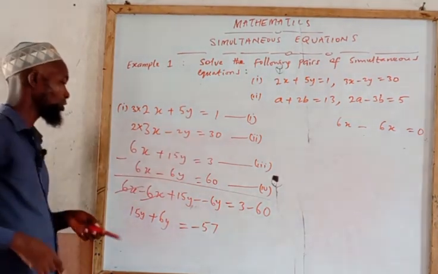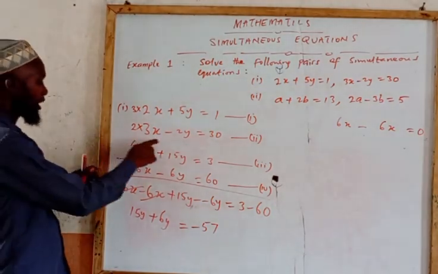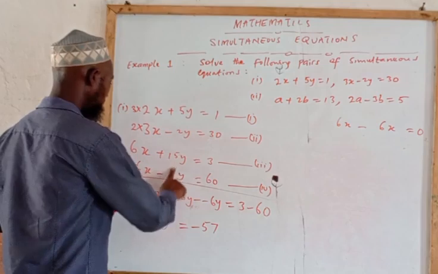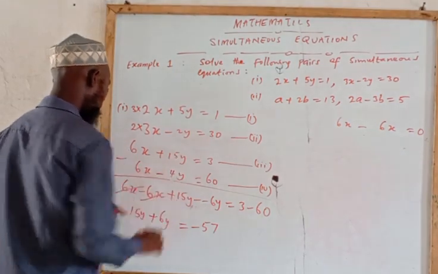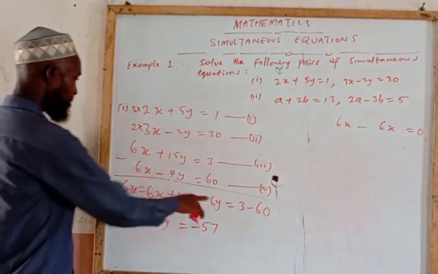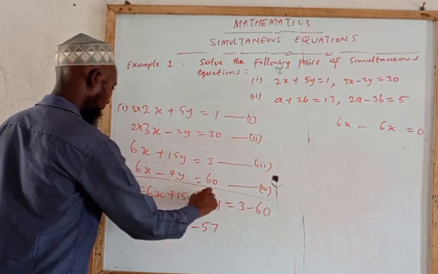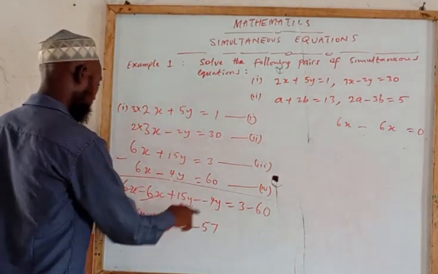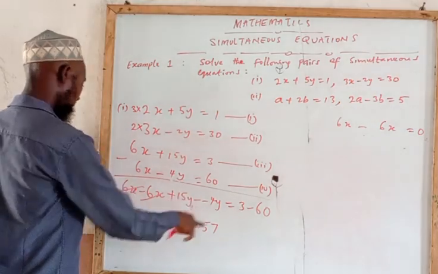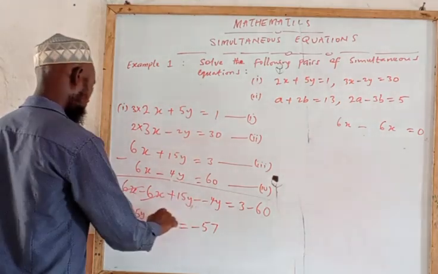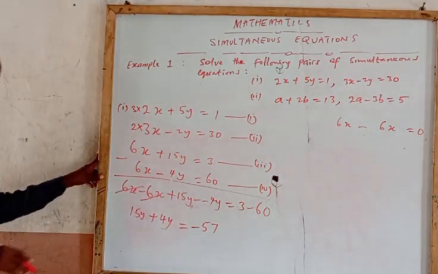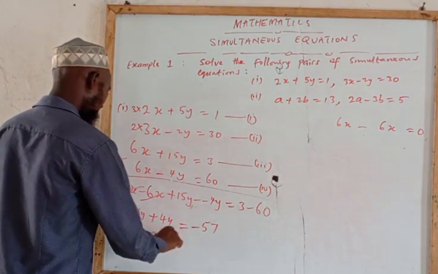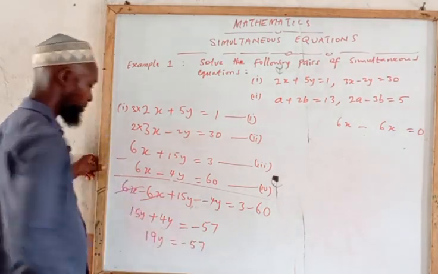Where I carried out my multiplication, 2 times 3x is 6x, and 2 times 2y should be 4y. So where I have 6y should be changed to 4y. I'm sorry about that. Now 15 plus 4 is what? Minus minus becomes a plus 4y. So it is balanced now. 15y plus 4y, 19y is equal to minus 57.